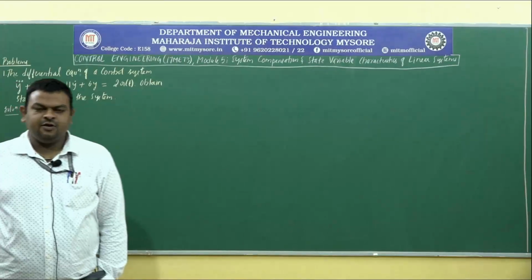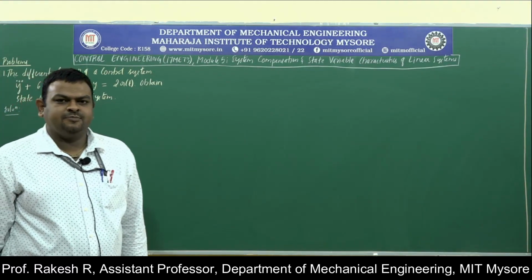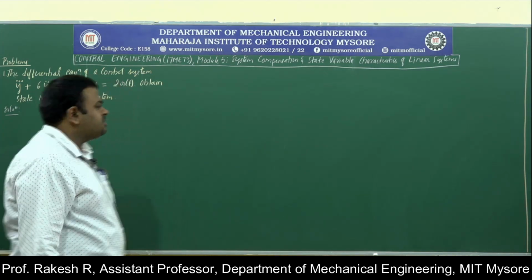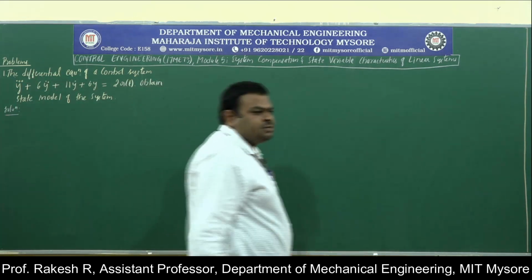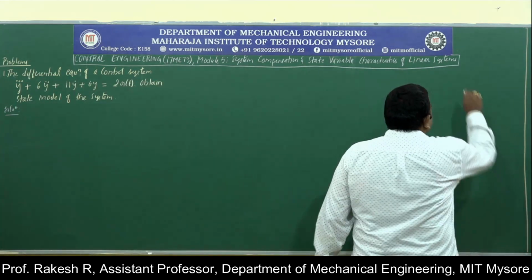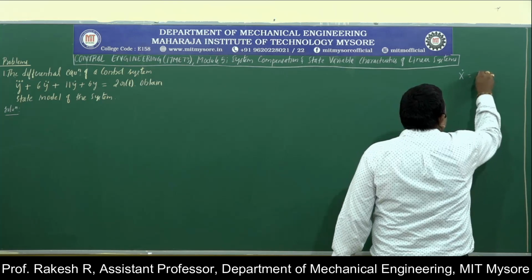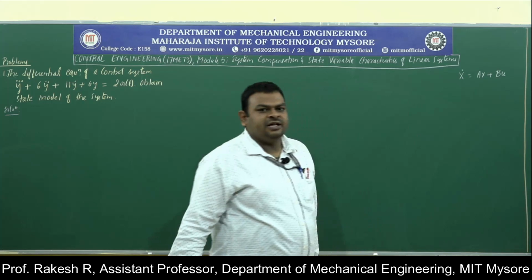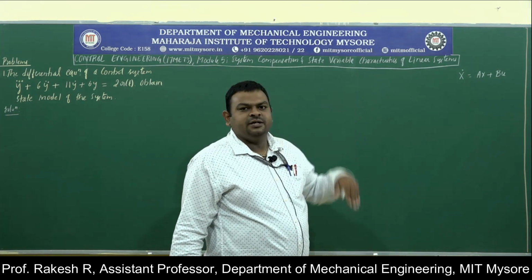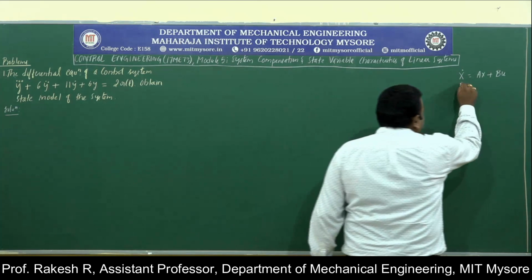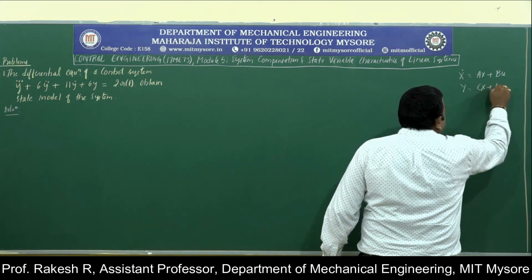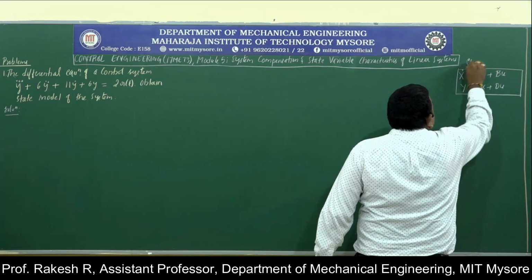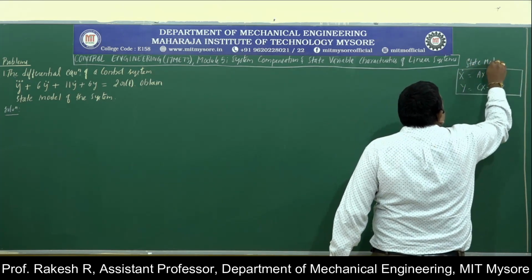Let us solve some of the problems in order to understand the state space variables as well as the state space model. Let us recall the basic concept. State model is nothing but x dot is equal to Ax plus Bu. So this is one of the equations which represents the state of the system. Another equation is there, y is equal to Cx plus Du. So these two equations are combinedly called the state model.